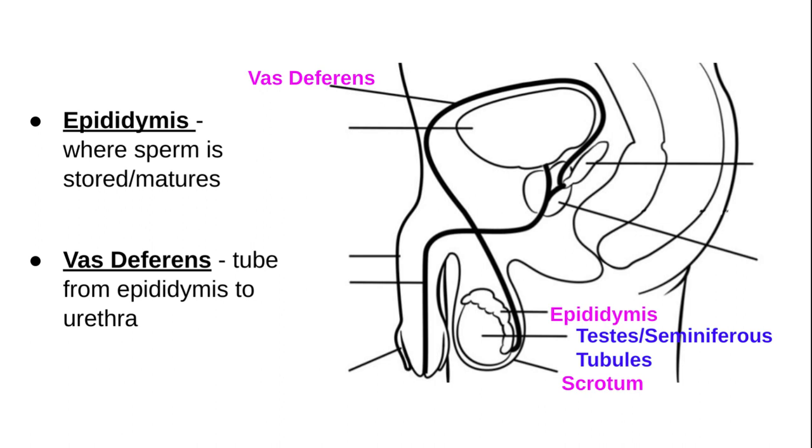And then you guys know from health class that we have the tube that's going to take the sperm outside of the body. So that whole long curlicue tube that connects from the testes all the way outside of the body is called the vas deferens. So just make sure those three are labeled, and then you can do the definitions.